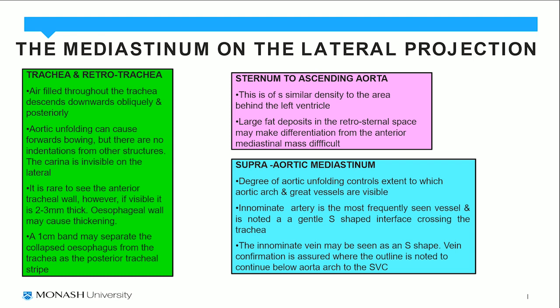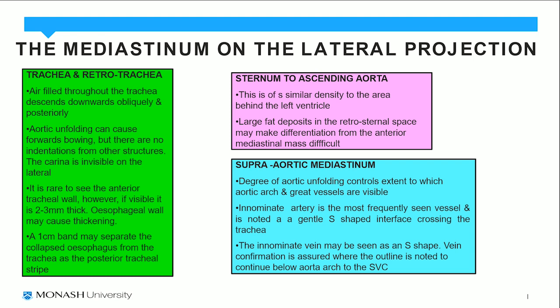Looking at the sternum to the ascending aorta, this should be of similar density to the area behind the left ventricle. Large fat deposits in the retrosternal space may make differentiation from other mediastinal masses very difficult. In the supra-aortic mediastinum, you could have a degree of aortic unfolding, and this controls the extent to which the aortic arch and great vessels are visible.